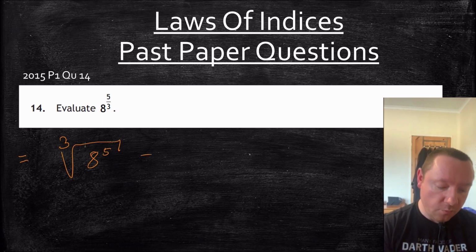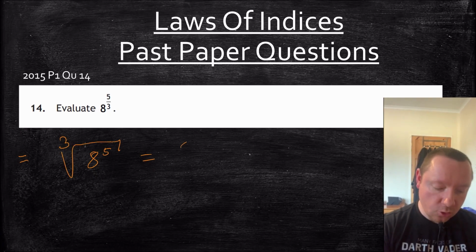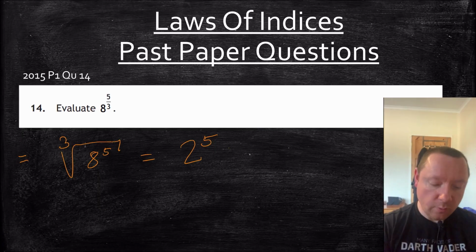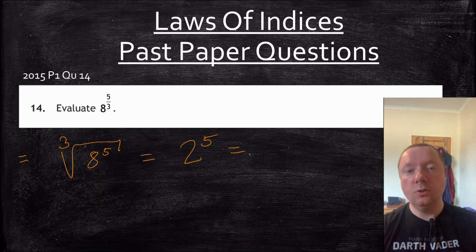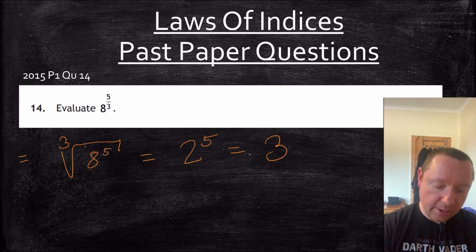So I can cube root the 8, 2 times 2 times 2 is 8. So that just gives me 2 to the power of 5. I've cube rooted the 8. Now I can do that sum quite easy. 2 times 2 is 4, times 2 is 8, times 2 is 16, times 2 is 32. So there my final answer is 32.